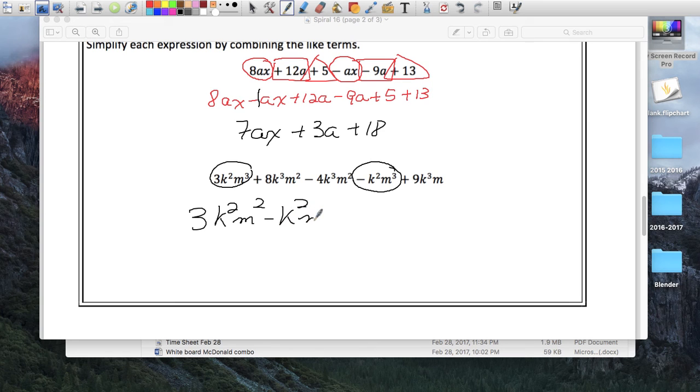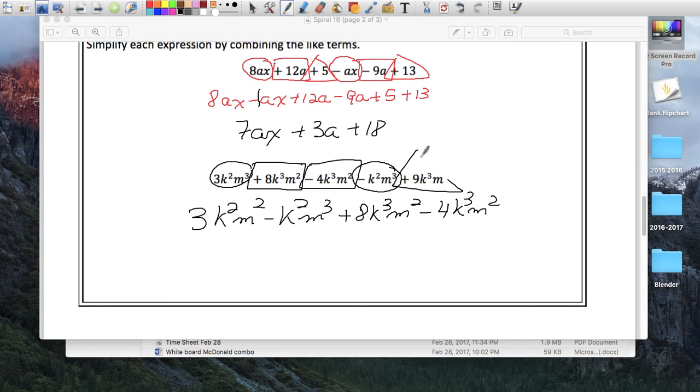So those are alike. Let's look for K3M2. I'll put a rectangle around K3M2, and this is a K3M2. So these are nicely next to each other. So it's plus 8K3M2 minus 4K3M2. And finally, the last one over here is alone because there's no other K3M. All right, so my like terms are next to each other.